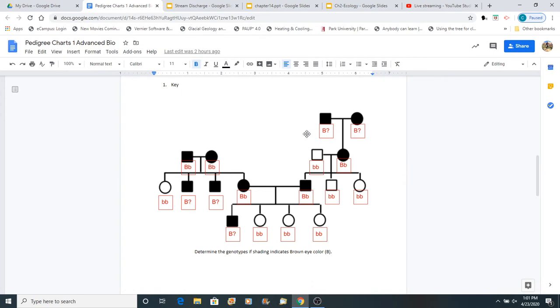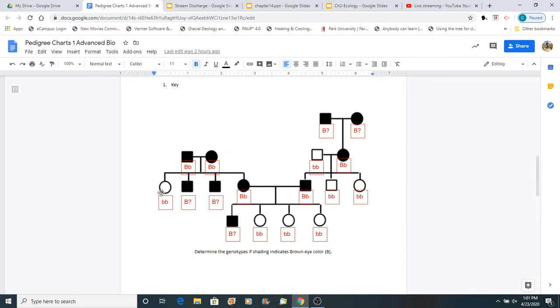As we look at this, it says determine the genotypes if the shading indicates brown eye color, big B. That means any of the individuals that have the shading have at least one big B. Our goal is to figure out what the second allele is. Now you're thinking, why are there two alleles? Again, you get one from mom and one from dad. So we're looking at one particular trait in the individual, and the two alleles that they possess, one from mom, one from dad. All those that were shaded black should have at least one big B, and if you look across this example, they all have at least one.